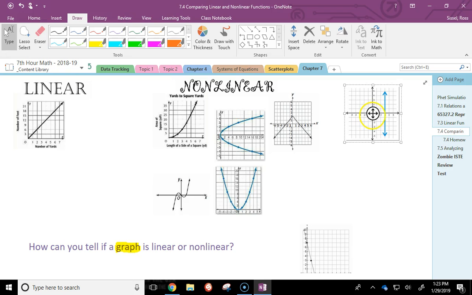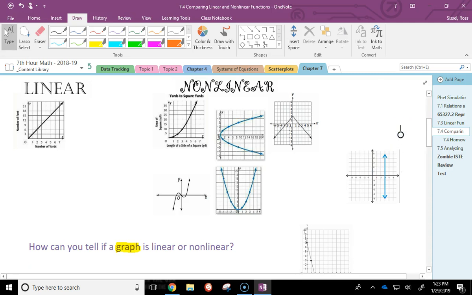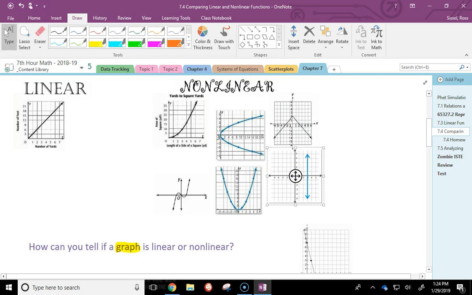How about this one? This is one that people kind of argue and do not know for sure. We have a vertical line. Would this vertical line count as a linear line or nonlinear? Nonlinear. Awesome, because if we use the vertical line test, it's going to hit every single one of those points. x equals 3 on this one. Even though a vertical line is a straight line, vertical lines do not count as linear lines.